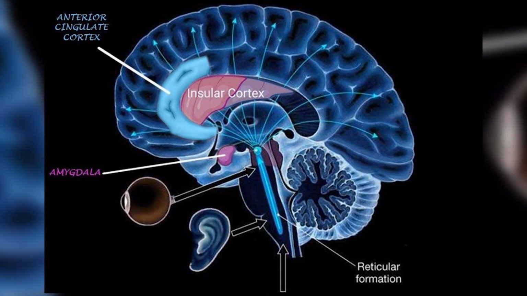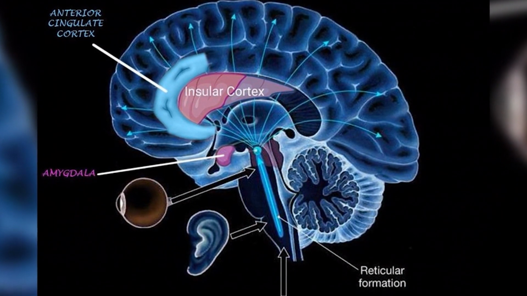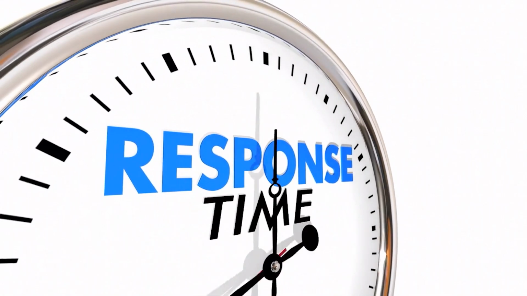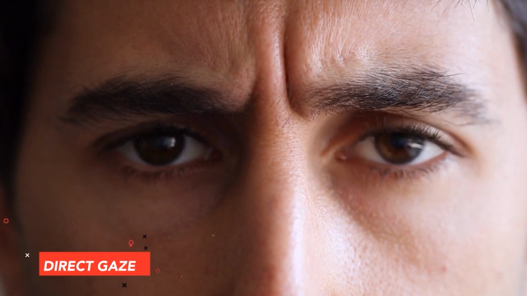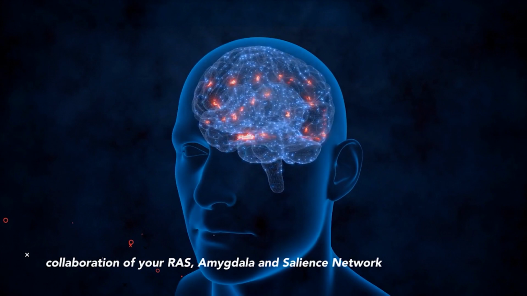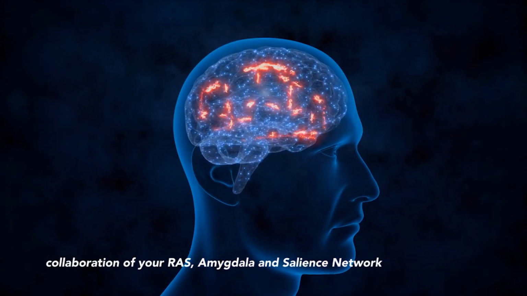Another key player in this is the salience network of our brain. The salience network, which includes regions like the anterior insula and anterior cingulate cortex, works in tandem with the RAS and amygdala, evaluating the emotional significance of stimuli and guiding our responses accordingly. When you encounter a direct gaze, this network recognizes the salience of the moment and aids in the decision-making process of whether to hold the gaze or avoid it. The collaboration of your RAS, amygdala, and salience network elevates the importance of perceived threats, leading to a strong response, such as the urge to avoid eye contact.